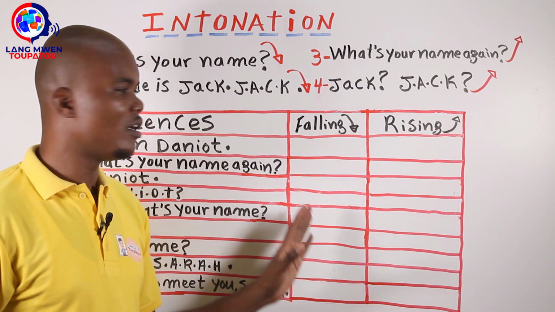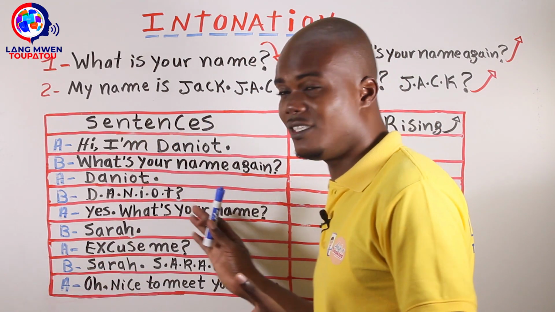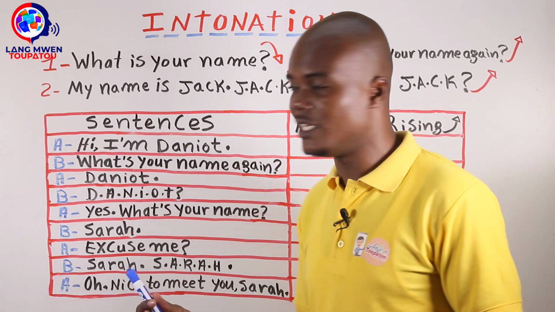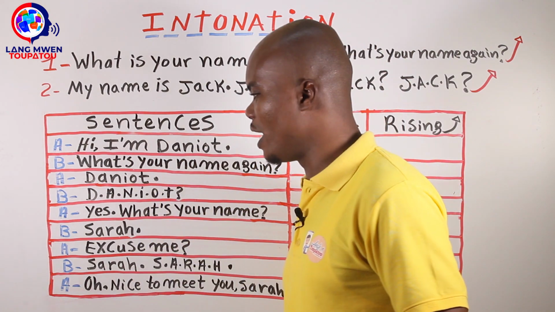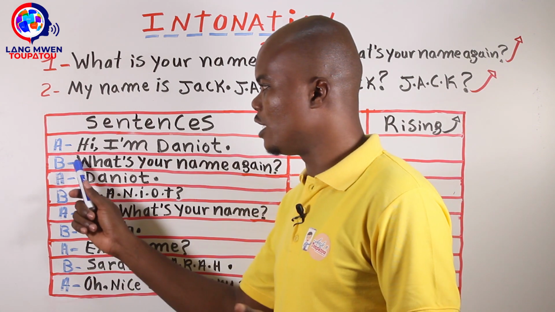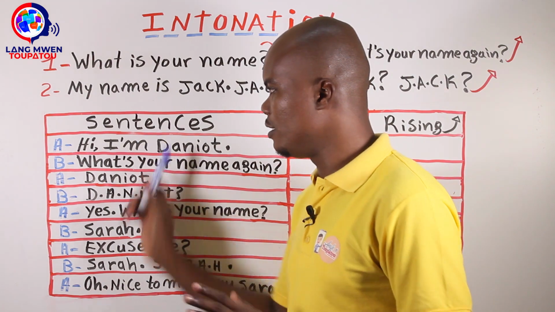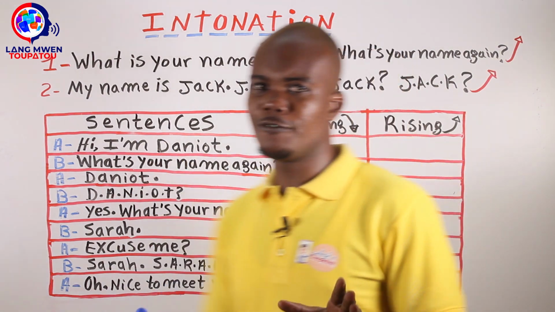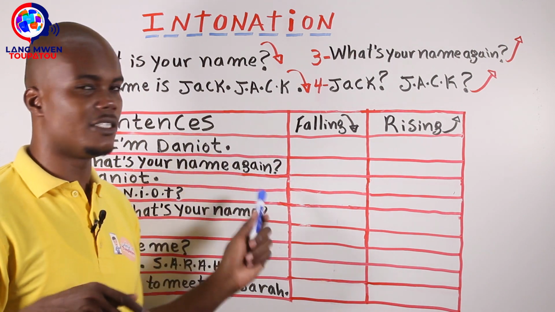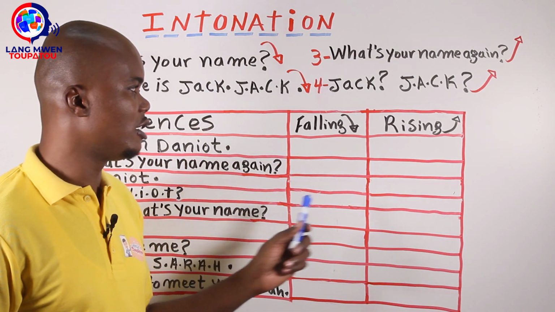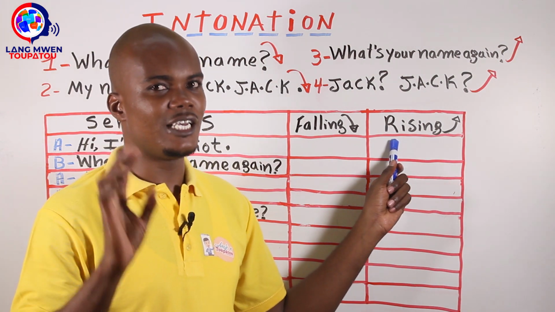Let's practice now. These are the sentences on the board. It's a conversation between Daniel and Sarah. It's A for Daniel and then B for Sarah. You're going to see that. Okay, these are the sentences. And after, you're going to check falling intonation if the sentence has a falling intonation, and rising intonation if the sentence has a rising intonation.